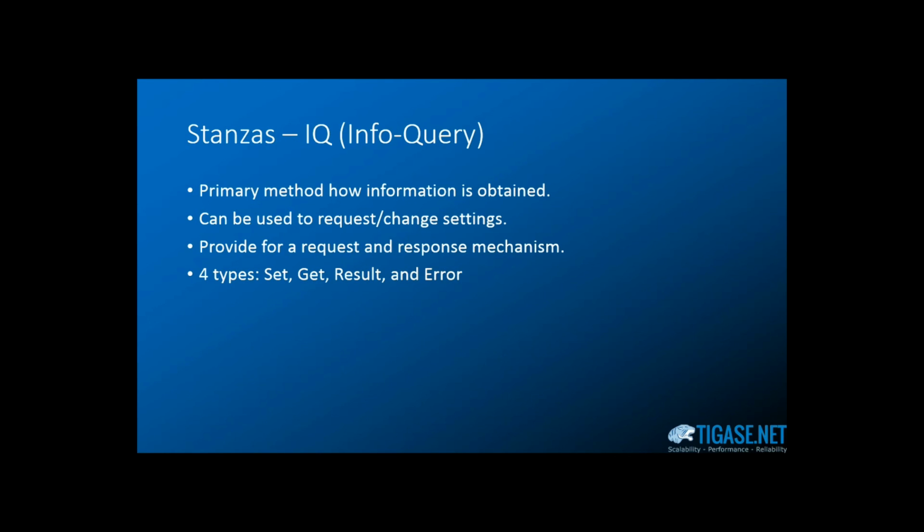The second type of stanza that we'll cover is IQ stanzas or info query, which we've already seen in the previous slides. They're the primary method of how information is obtained and sent, and can be used to request and change settings. They provide for a request and response mechanism. There are 4 different types of IQ stanzas: set, get, result, and error.